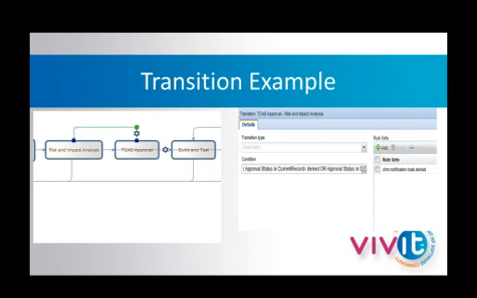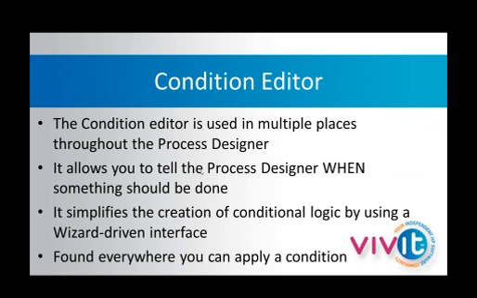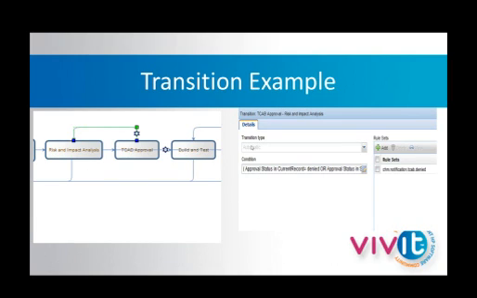When you click on the transition, you can see the different things that you can do with it. Condition editor. This is something I wanted to spend a little time on showing you how it works, because this is all net new. This is how we do conditions now in Service Manager and Process Designer. The condition editor is used in multiple places throughout the Process Designer. You can see right here, it says condition. When is this transition available? Click this little button, and you get the condition editor.